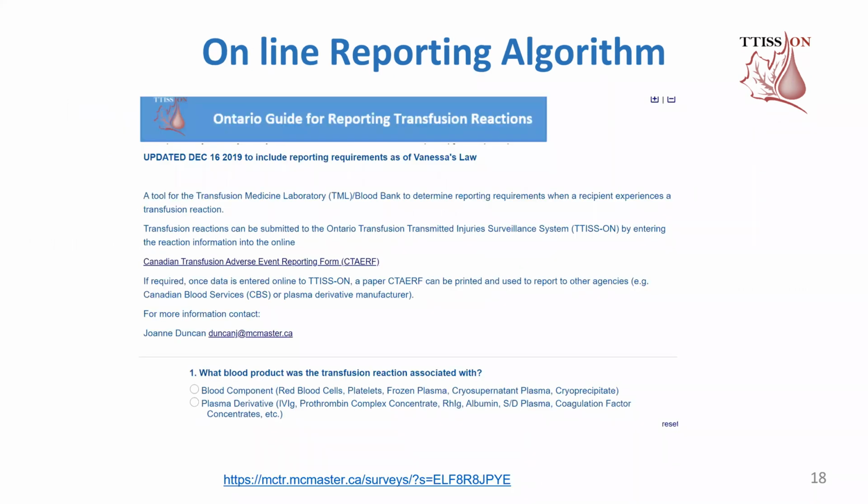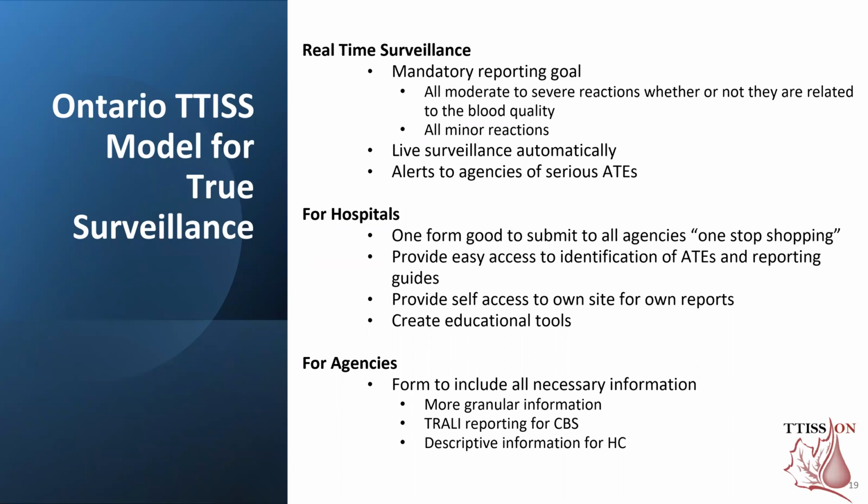We have made a simple online reporting algorithm in Ontario where you can go to this site. You'll see the online reporting algorithm on our website, and you can just click on a couple of simple questions, the first one being what blood product the transfusion was associated with. You pick this, say blood components, and then you're asked whether it was minor or major. After about four answered questions, it will let you know who to report the blood transfusion reaction to. So Ontario is hoping that they will be the model for true surveillance.